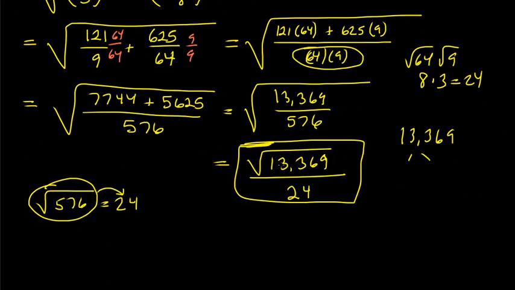The square root of 13,369 divided by 24. And the approximate answer, that you can get pretty easily. It's 115.62439 divided by 24. Wait a minute, I did something wrong here. Let me try it again. 13369, take the square root of that, and then divide by 24. So 4.82 is the approximate. Okay.